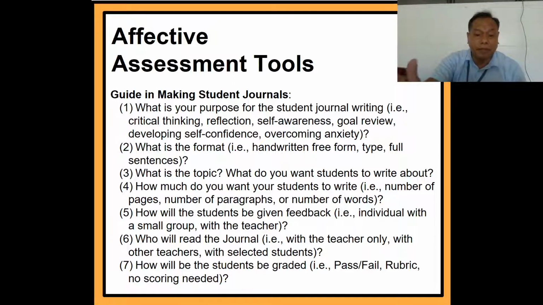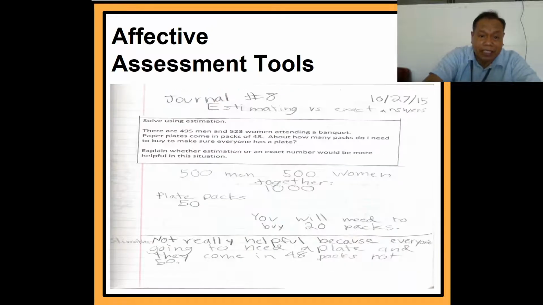Handwritten, typed, full sentence, what else? What is the topic? Number three, how much do you want your students to write? Maybe one half page only, per week. How will the students be given feedback? Who will read the journal? The teacher only, or other professors, or even the parents? And how will you grade the journal?